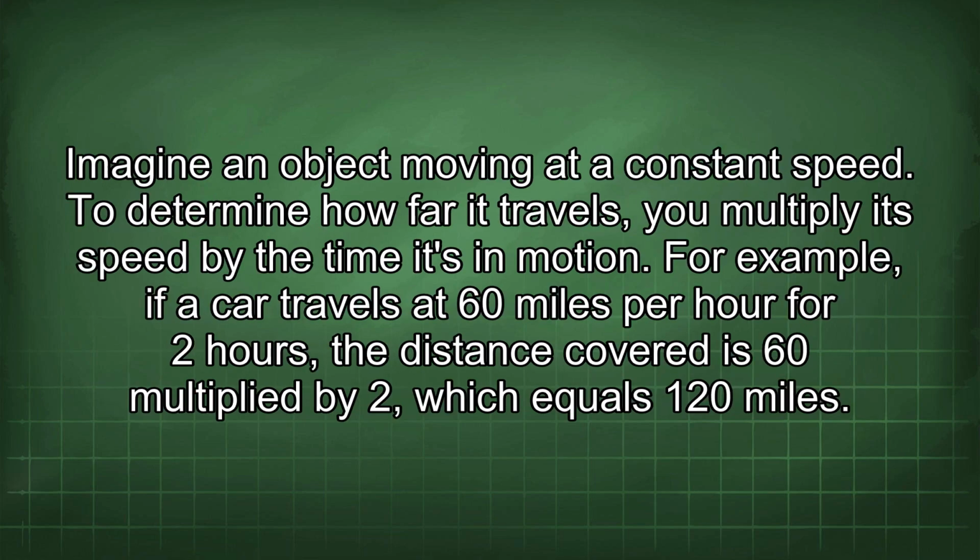Imagine an object moving at a constant speed. To determine how far it travels, you multiply its speed by the time it's in motion. For example, if a car travels at 60 miles per hour for 2 hours, the distance covered is 60 multiplied by 2, which equals 120 miles.